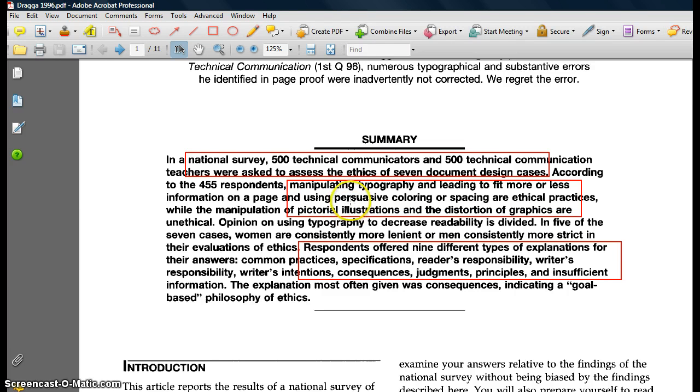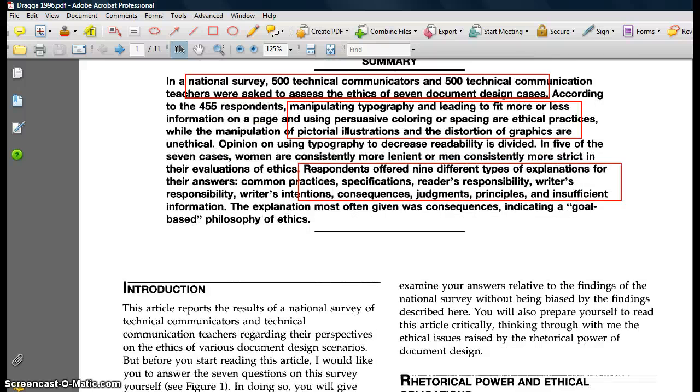The things that he's looking at are fitting information on a page, using persuasive coloring and spacing, pictorial illustrations, and then distorting graphics. And he talks about which ones people found to be unethical versus ethical. Later on, he talks about the explanations that he collected with his open-ended questions. So he says that readers offered 9 different types of explanations for areas of common practices, specifications, and so on. So I thought that was a pretty well written abstract where I could read this little paragraph and I had a good idea about what he was going to be talking about in the next 10 pages before I had to actually read all 10.